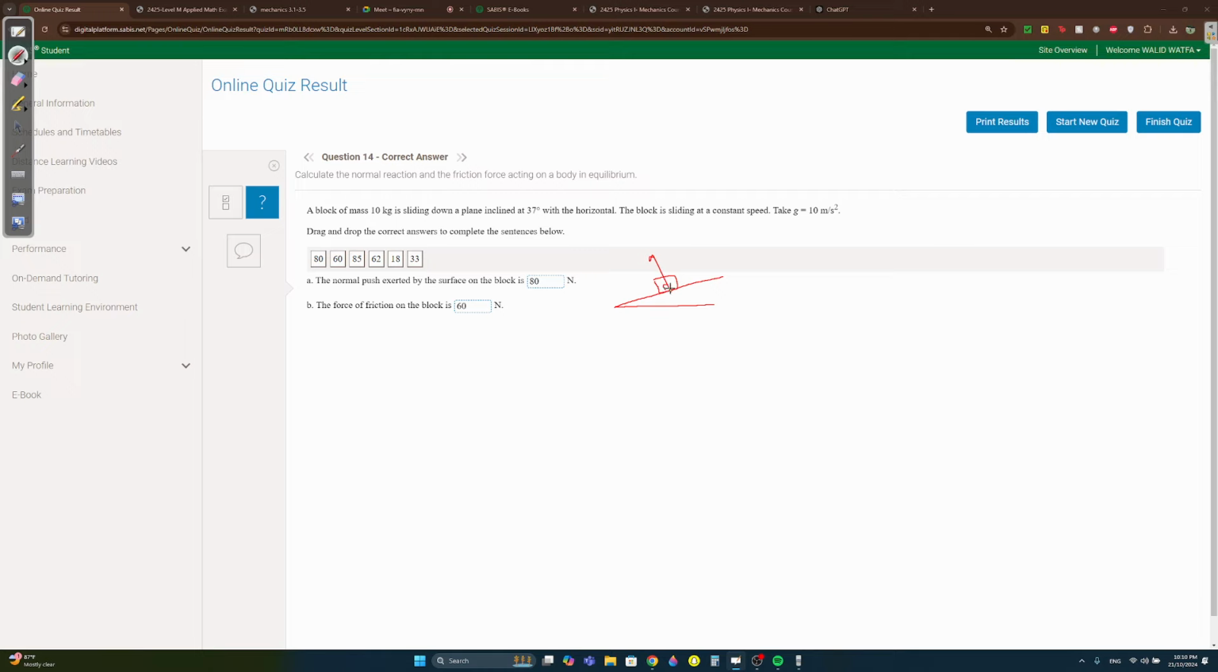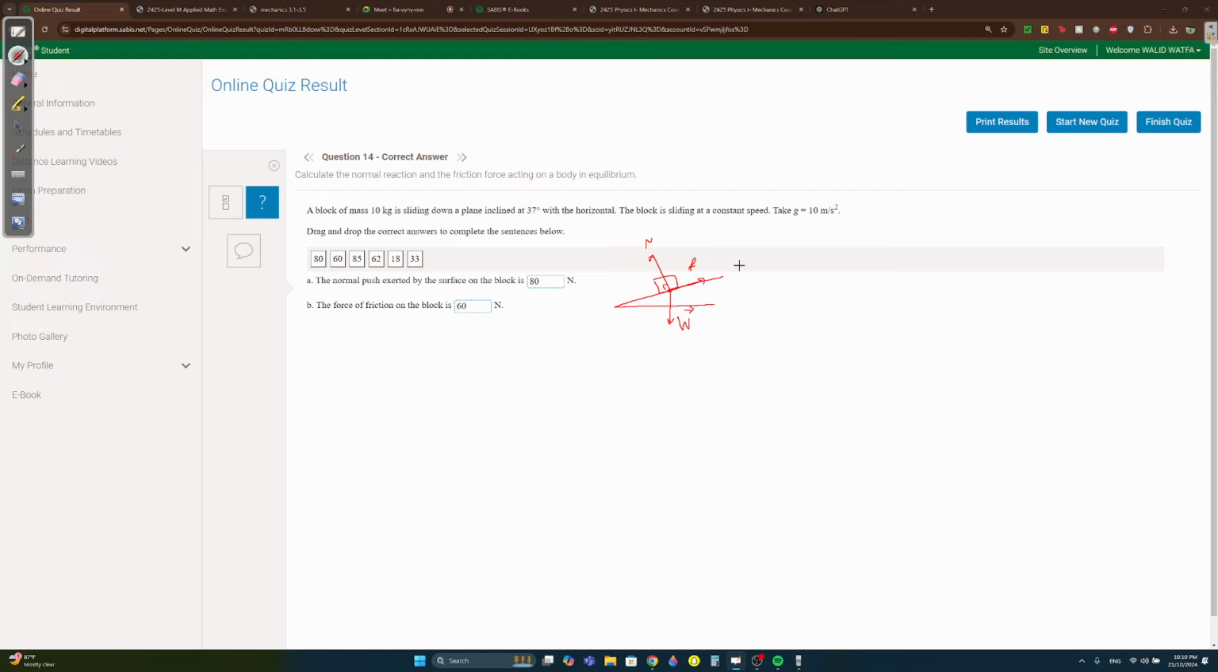Okay, here is the normal push, and they want friction. If it's sliding down, friction is this way. What's the force we know acting on it? Of course, it's the weight. Right, and this is how we're going to do it.